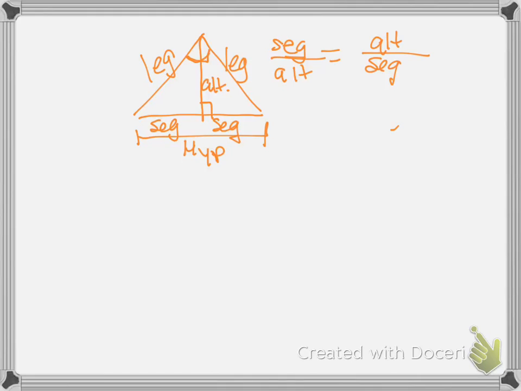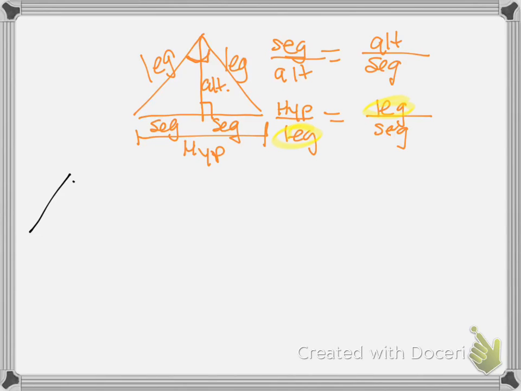The other one is with the leg. The leg is a geometric mean. It doesn't matter what leg they give you, it could be a letter, it could be a number, it's still going to be the same thing on bottom and on top. It is a geometric mean between the hypotenuse and the segment of the hypotenuse touching that leg. So let's look at an example.